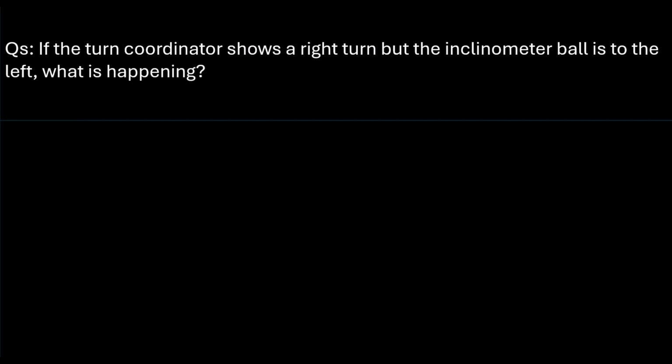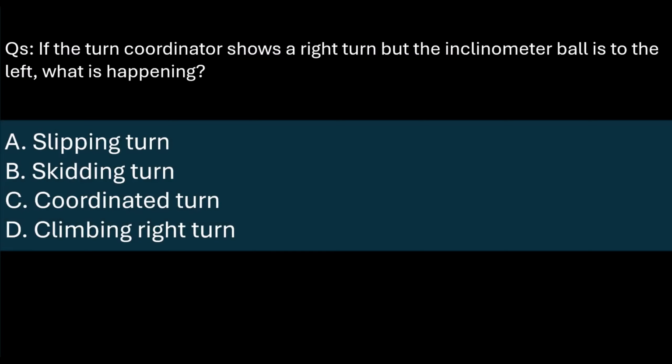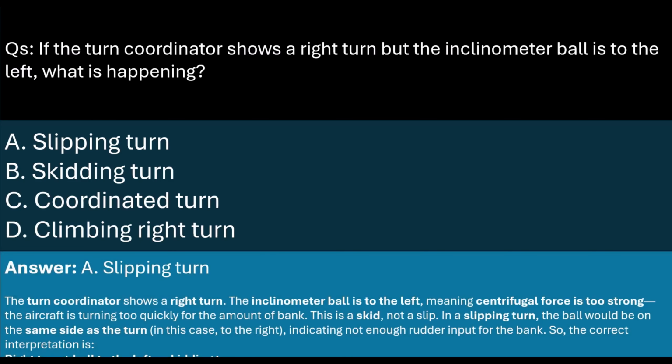If the turn coordinator shows a right turn, but the inclinometer ball is to the left, what is happening? The options are slipping turn, skidding turn, coordinated turn, climbing right turn. It's a coordinated turn. No, it's a slipping turn.